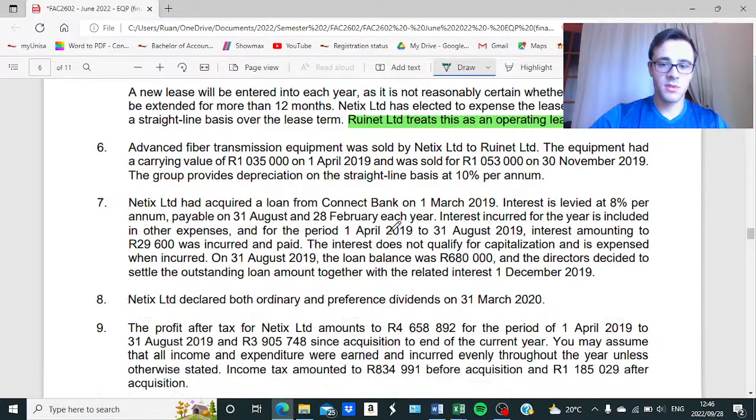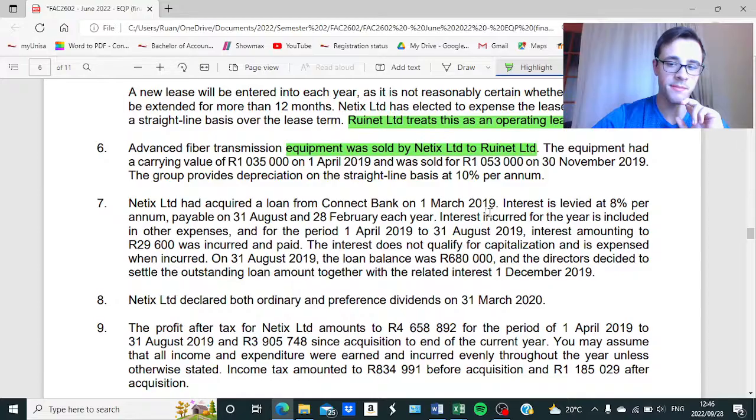Good. Let's get to point 6 now, which says the following. Advanced fiber transmission equipment was sold by Netix Limited to Runet Limited. The equipment had a carrying value of 1,035,000 Rand on the 1st of April 2019. So this was the carrying value at the beginning of the year. Okay, keep that in mind.